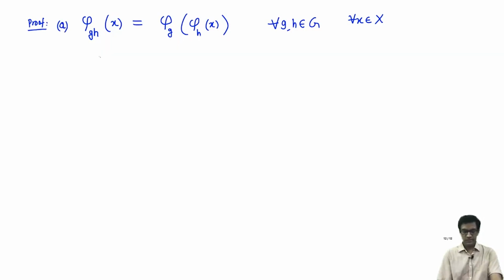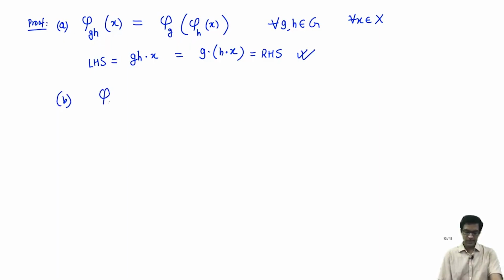Why is this? This is more or less the definition of the action. The left hand side, by definition, is just the product gh acting on x. But one of the axioms of the group action says that gh acting on x is just g acting on h acting on x, and that's exactly the right hand side, which is phi g evaluated on phi h of x. So this is done.